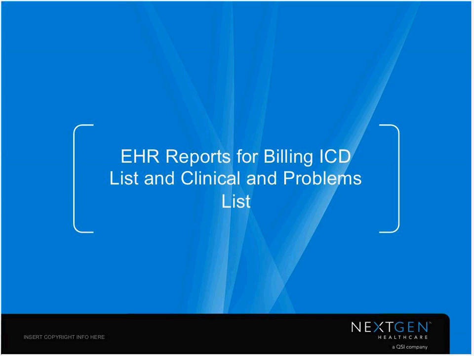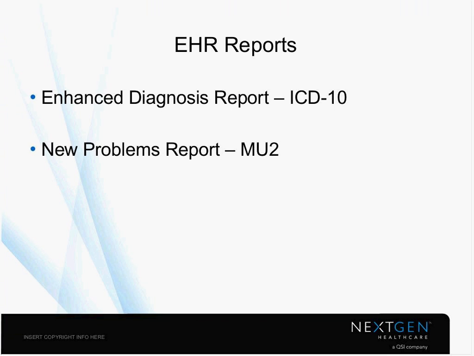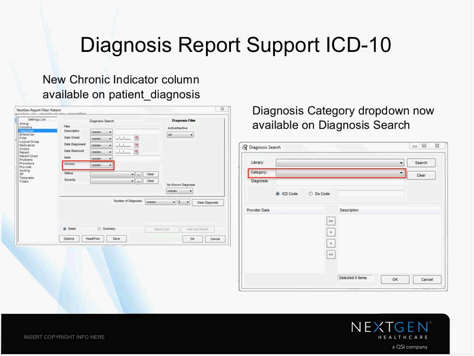All right, EHR reports for billing and ICD lists. Anything that's new, you're going to need to have the capability of reporting on. So we have an enhanced diagnosis report to support ICD-10, and a problems report for meaningful use too, which is your SNOMED piece. Here's diagnosis support for ICD-10, giving us the capability of documenting chronic and running reports based on the chronic. You also have the capability now to filter based on your categories. Pretty simple.